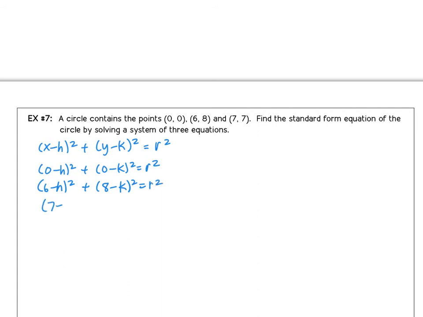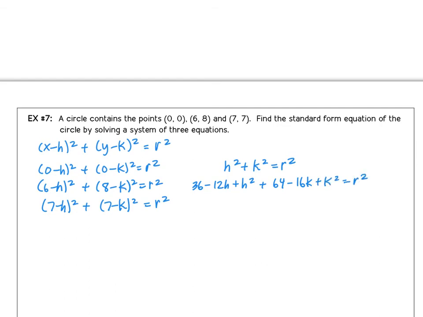And the last one is (7 minus h) squared plus (7 minus k) squared is equal to r squared. Okay, so these 3 are going to give us our equations. Now, on the first one, I know this gives me h squared plus k squared is equal to r squared. If I clean up this second one, that's going to give me 36 minus 12h plus h squared plus 64 minus 16k plus k squared equal r squared.